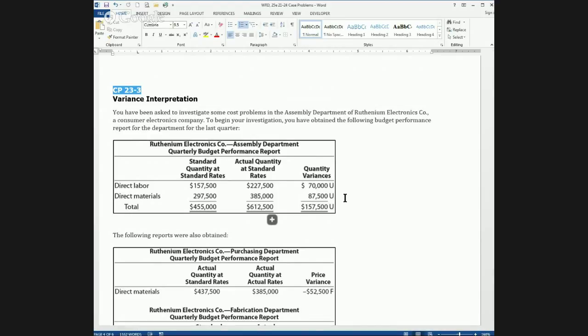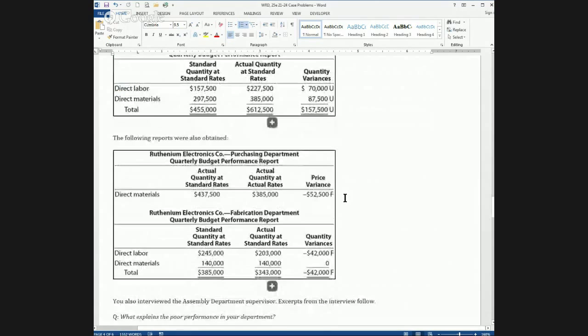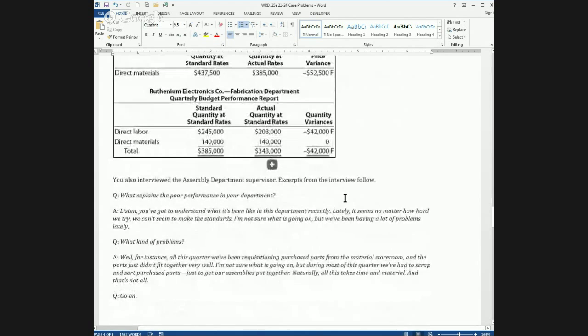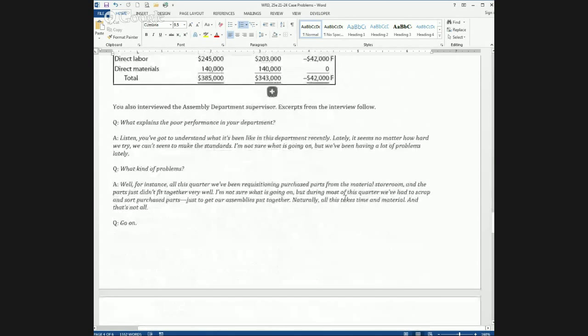So right now, the assembly department manager has to explain why in the heck this kind of unfavorable variance is occurring when the previous 2 departments did very well and have favorable variance. So here are the comments between the investigator and the manager of the assembly department.